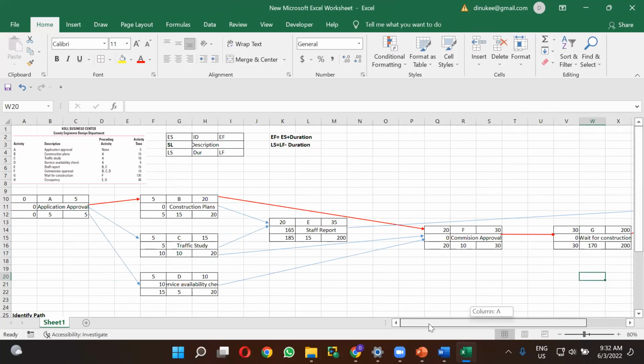A, B, F, G, H. Right. So this is the critical path according to the first approach that we have used. What is the first approach? We have identified all the paths first and then calculated all the durations, and based on that we choose the longest duration path as the critical path. So that is the first approach.